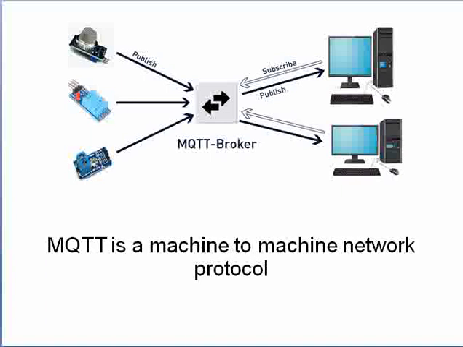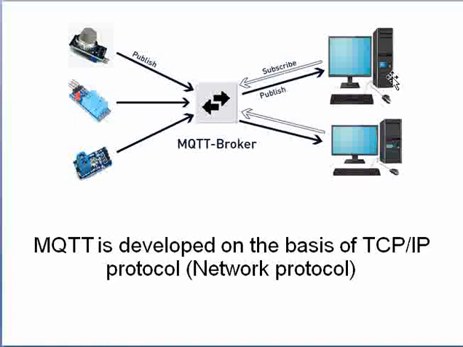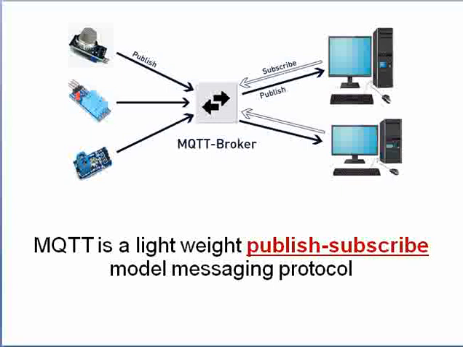Okay, and MQTT basically is a machine-to-machine network protocol. So this basically is a network protocol where a machine can communicate to another machine using MQTT. Okay, so as we said, it is a network protocol. MQTT has its roots from the TCP/IP protocol, which is basically a network protocol. So MQTT we can say is based on TCP/IP protocol.